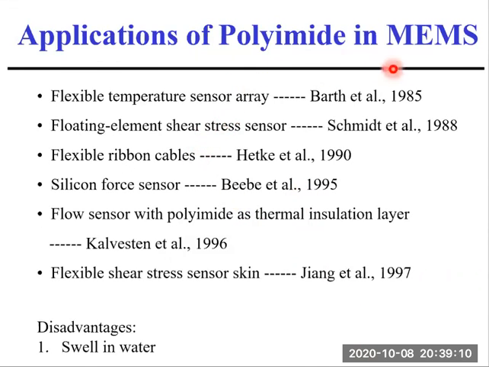Applications of polyimide in MEMS. Flexible temperature sensor array, floating element shear stress sensor, flexible ribbon cable, silicon force sensor, flow sensor with polyimide as a thermal insulation layer, flexible shear stress sensor skin. We can see that polyimide is mainly used as a flexible mechanical material.